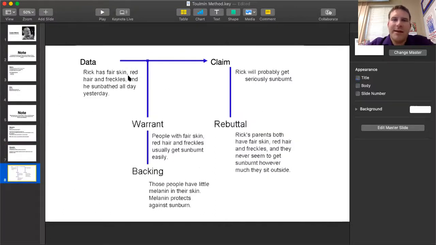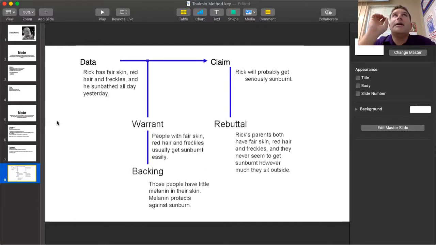Here's a chart that kind of highlights it. Notice how what's in between the two sections, between the data and the claim, is the warrant. Because once again, the warrant holds the argument together. It brings the room together, kind of like that rug in The Big Lebowski. It brought the room together. The warrant brings the argument together.